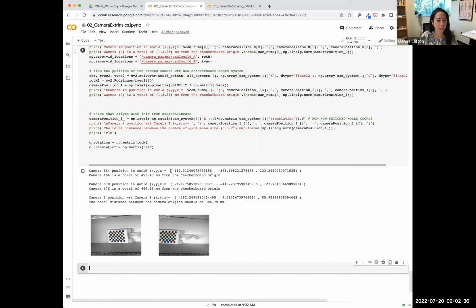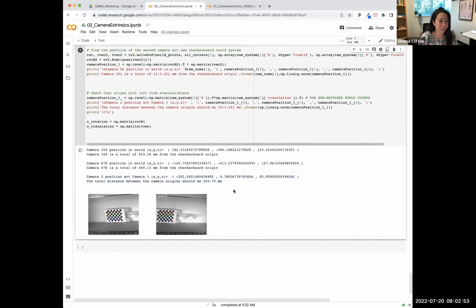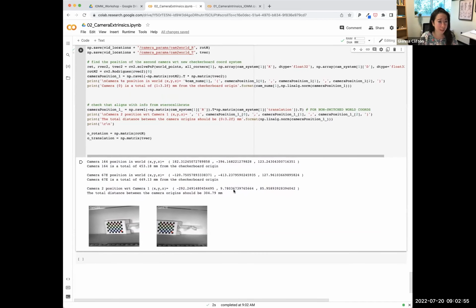And you can get a sanity check here where it tells you how each camera's position should be relative to the checkerboard, to the origin, and then also how they should be relative to each other. And that's a really good way of making sure that your calibration is what you would expect it to be.